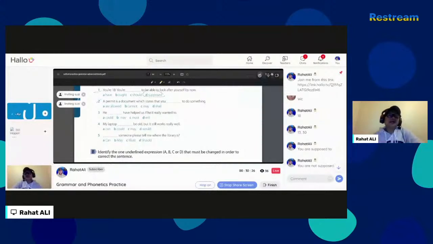Remember, once again, Susie, if there is W and H together, H is silent. So it is "which," not "which," rather "which." The same as "which." So a permit is a document which states that you dash to do something.